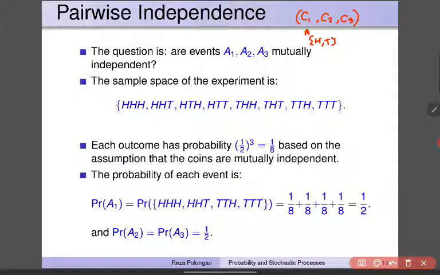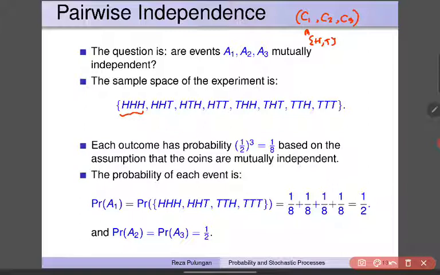Therefore, the sample space of the experiment is just this set, namely H, H, H. Here, this means that the first coin produces head, the second one also produces head, and the third one produces head, and similarly with the others. There are 8 possible outcomes. Now, each of these outcomes has probability 1/2 to the power of 3, which is equal to 1/8. Why is that? Because each of these coins is assumed to be fair and mutually independent.